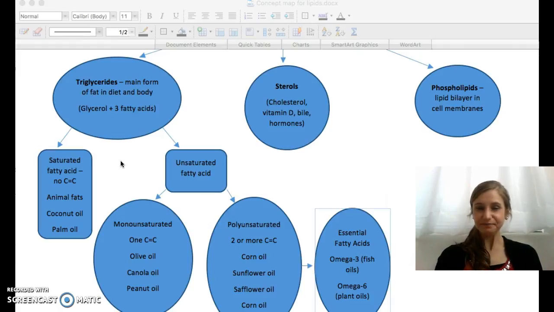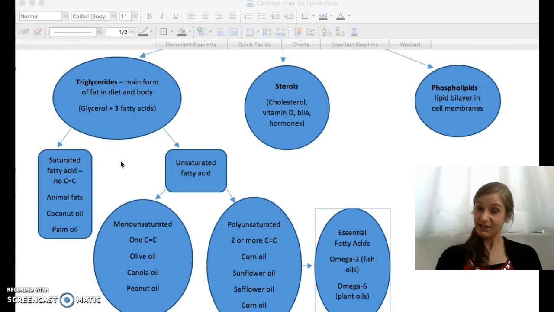The second class of fatty acids are your unsaturated fatty acids, and these are your monounsaturated and polyunsaturated fats. And if you look at the word monounsaturated, mono means one, poly means many, and all that refers to is the number of double bonds. So monounsaturated fats have one double bond. And foods that you'll find monounsaturated fats in are foods like olive oil, canola oil, peanut oil, nuts and seeds as well are very high in monounsaturated fats.